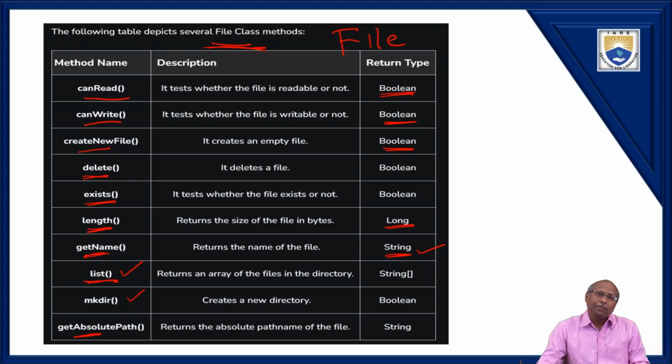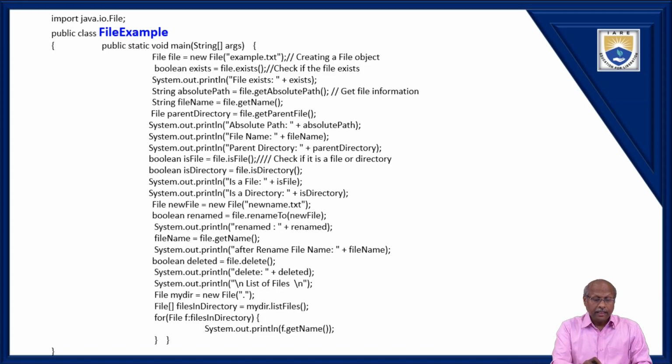You can use these methods to check whether a file exists, whether the file is readable, writable, or what is the list of files available in a directory. Those things you can find out. A simple example I have given here. Import java.io.File. That means I have imported the File class. Then I have created a new file called example.txt. This file is created, and my object is file.